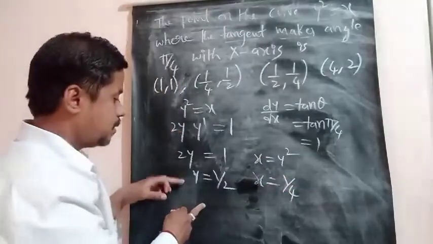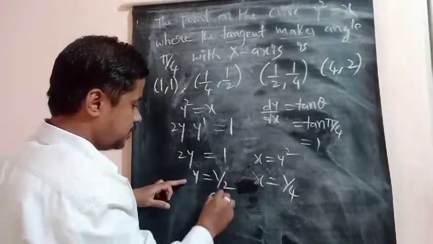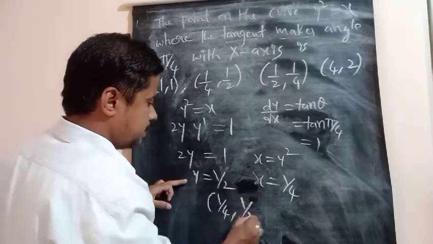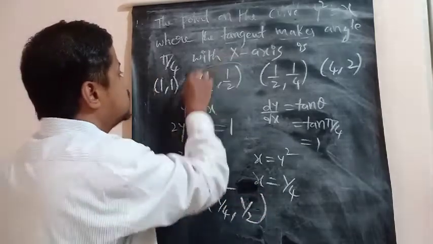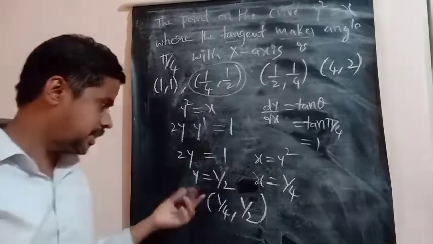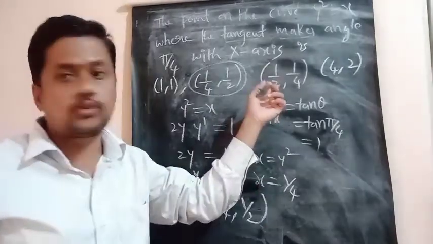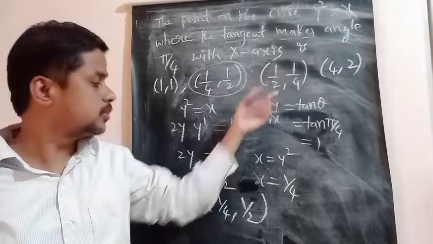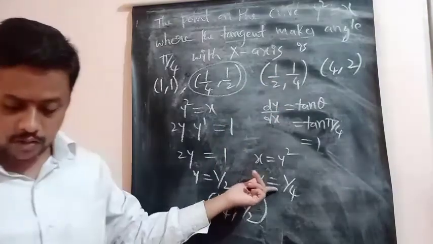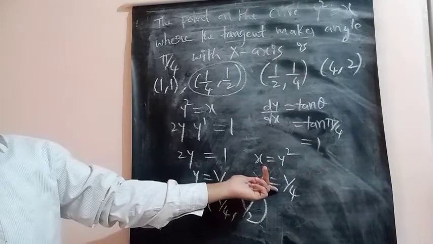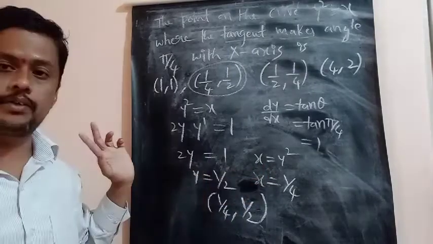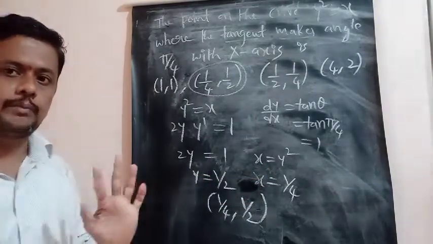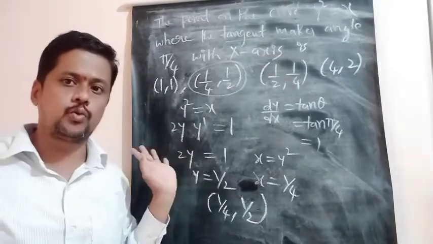Okay, what is that point? First the x point you have to write: 1 by 4 comma 1 by 2. This is the answer. Some students make the mistake of writing 1 by 2 comma 1 by 4. Don't make this mistake. So x is 1 by 4 and y is 1 by 2. Silly mistakes, don't make them.